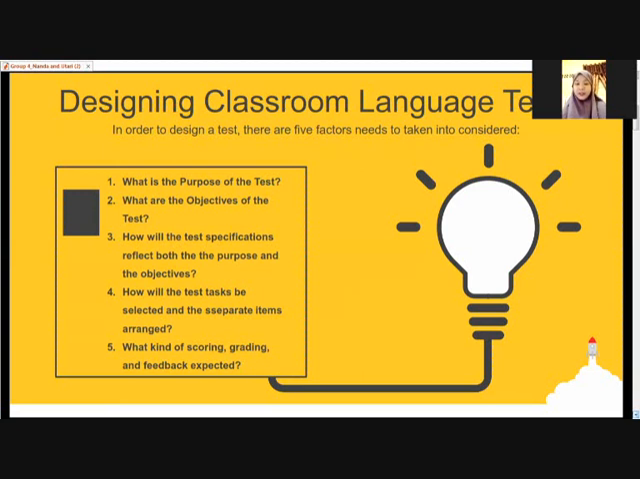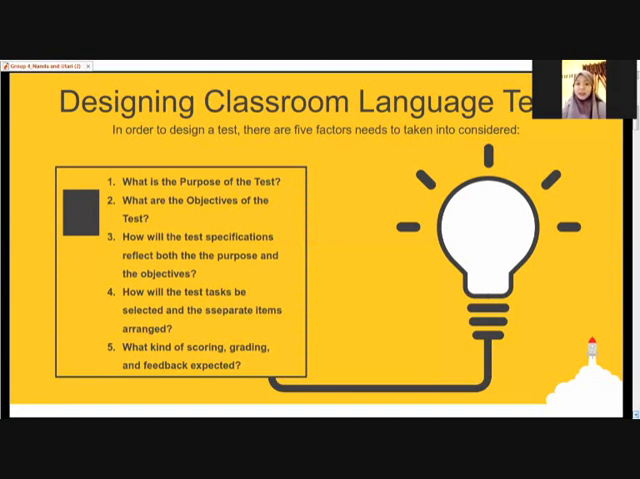And the fourth is, how will the task be selected and the separate items arranged? The tasks that the test takers must perform need to be practical in the ways that we have also defined in the previous chapter about practicality. They should also achieve content validity by presenting tasks being assessed, and they should be able to be evaluated reliably by the teacher or by the scorer. The tasks themselves should strive for authenticity, and the progression of tasks has to be biased for best performance.